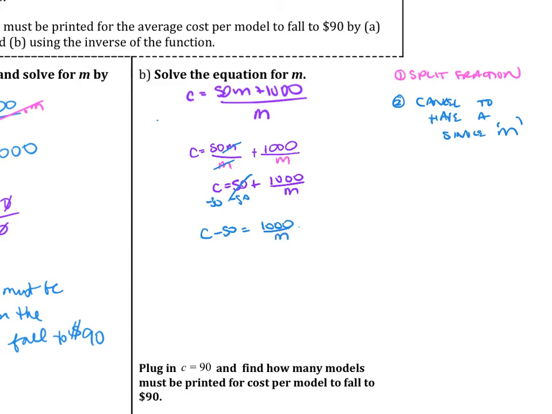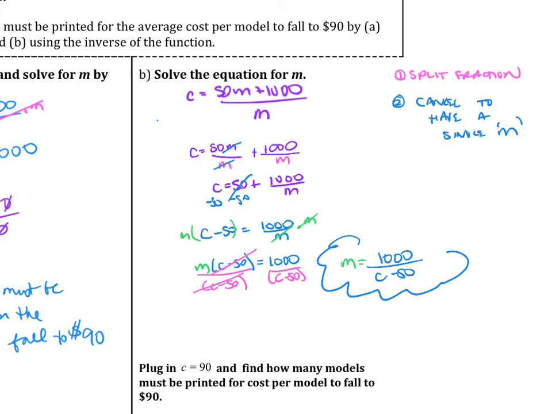Now we want to clear the fraction. We don't want m in the denominator, so let's multiply both sides by m. So now we have m times c minus 50 equals 1,000. Again, our goal is to solve for m, so we're going to divide by c minus 50 on both sides. So now our final equation is m equals 1,000 over c minus 50. So that is the inverse of that function without having to change the roles or anything.